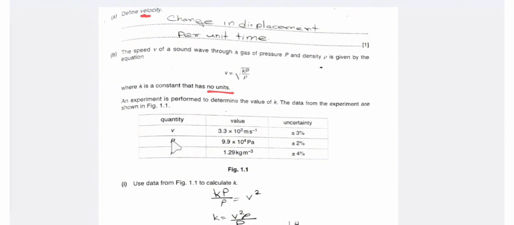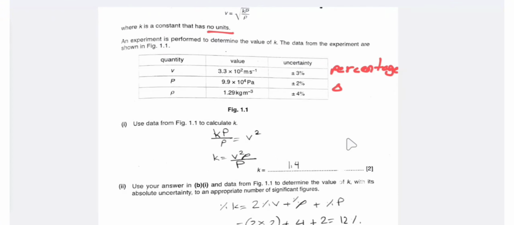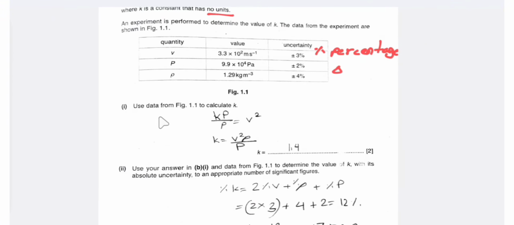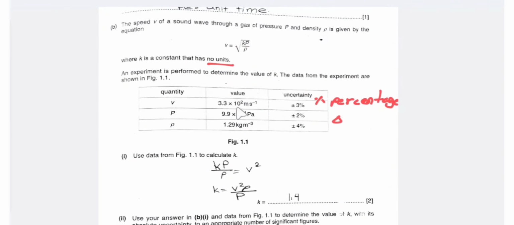So we are given the quantities, their values, and the uncertainties. You have to remember that the uncertainty given is percentage uncertainty, not absolute uncertainty. Use the data from figure 1.1 to calculate k.